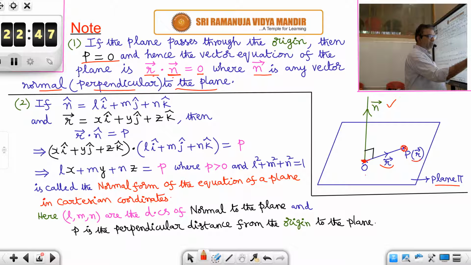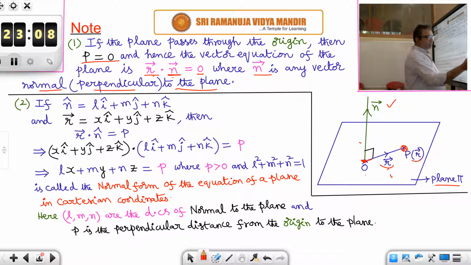So we have written in the brackets this vector OP bar. Because O and P are both in the plane, OP bar is a vector completely lying in the plane. And what about n bar? It is perpendicular to the plane. So therefore r bar dot n bar will be 0, because they are just perpendicular.